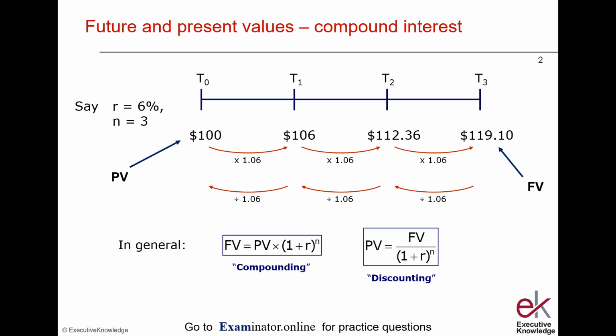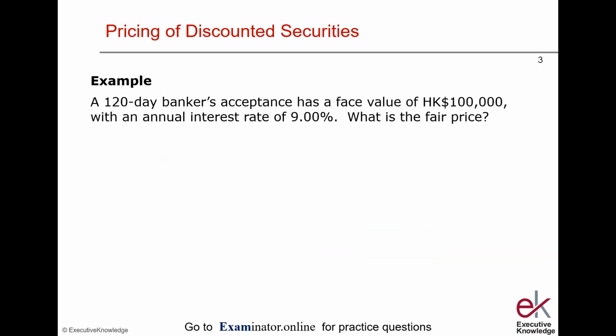Now let's apply the concept of discounting to the pricing of discounted securities. The example is a 120-day banker's acceptance with a face value of 100,000 Hong Kong dollars and an annual interest rate of 9%. What is the fair price? This could be a classic examination question. You will notice that we don't have 2-3 years as a period. It's 120 days. And discounted securities tend to have a maturity of less than 1 year. So the formula we use is slightly different.